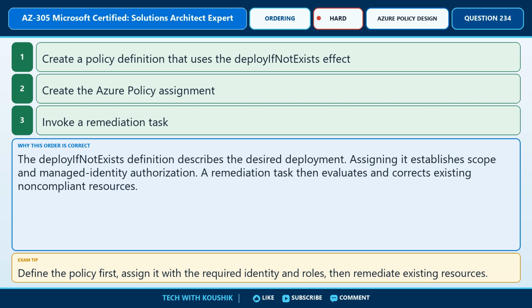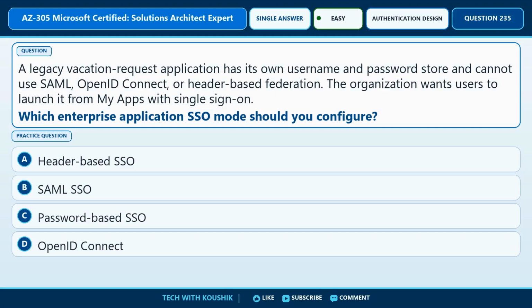The deploy if not exists definition describes the desired deployment. Assigning it establishes scope and managed identity authorization. A remediation task then evaluates and corrects existing non-compliant resources. A useful examination rule is this: define the policy first, assign it with the required identity and roles, then remediate existing resources. Proceed to question number 235.